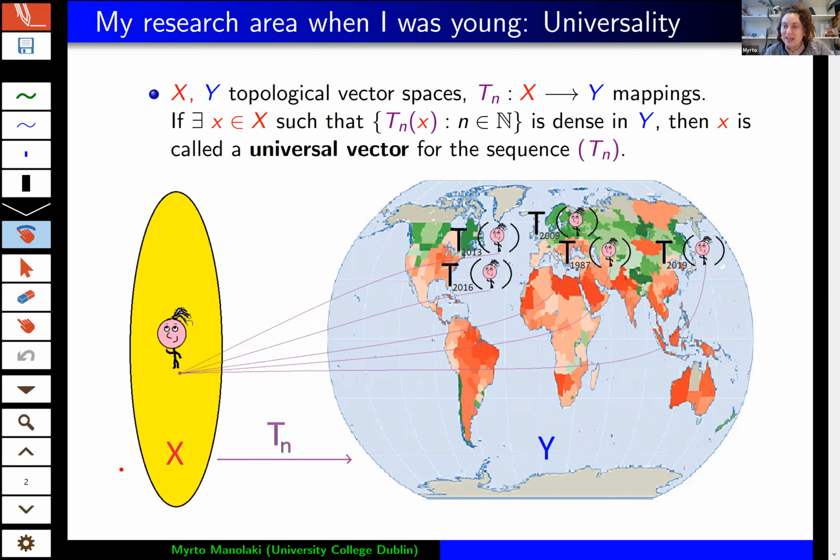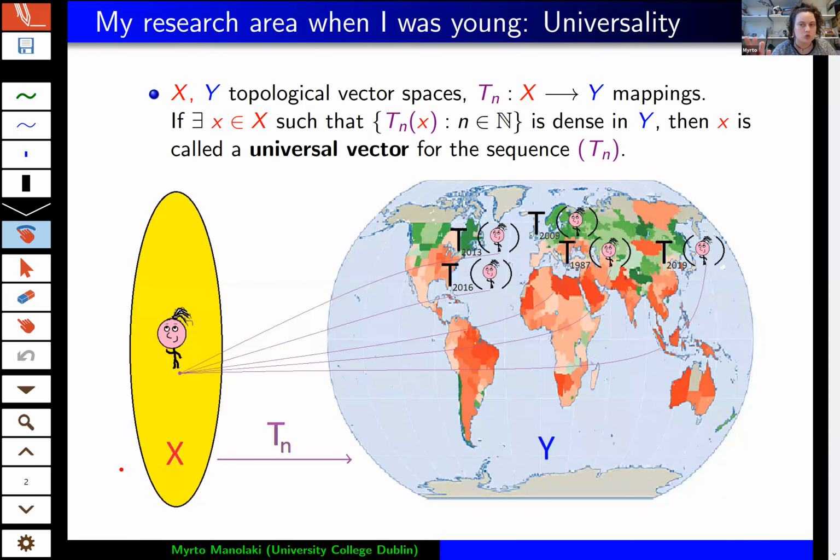So when I was young, I studied the concept of universality, which is the concept that you have one mathematical object, usually a function, and a countable process, like taking approximants, like Taylor approximants. And what you do is you approximate a whole universe of objects.